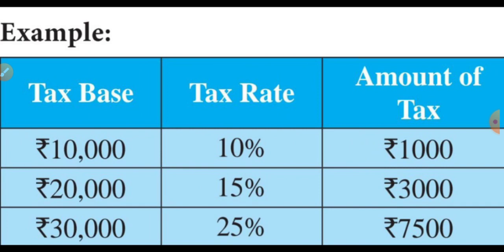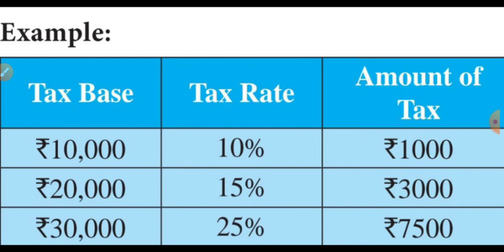Can you understand, students? Listen. If the income increases, the tax will increase. Is it? That means if income is 10,000, tax is 10 percent. If income is 20,000, tax is 15 percent.